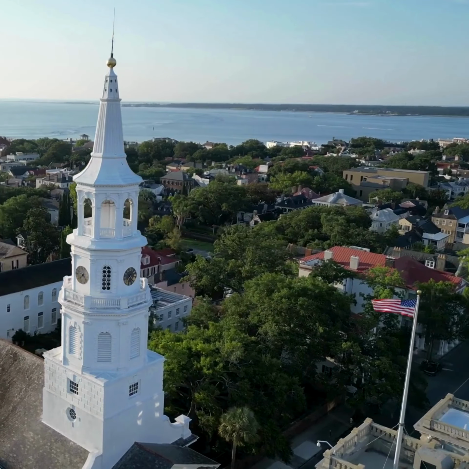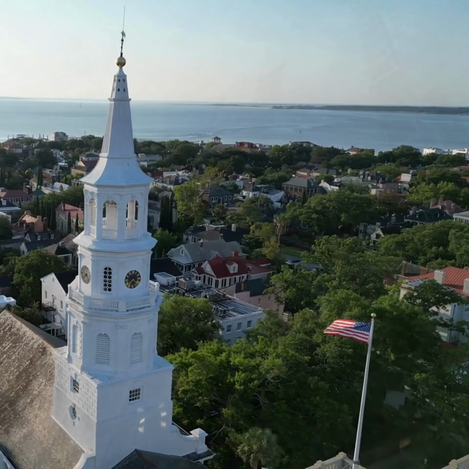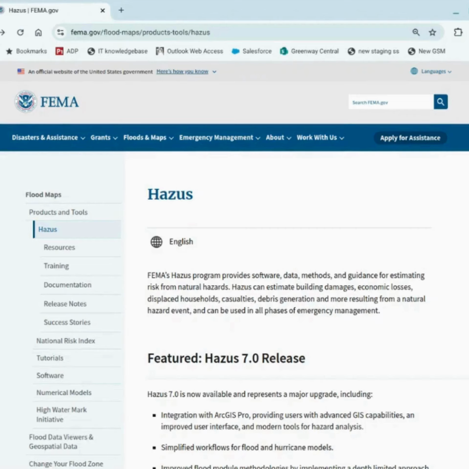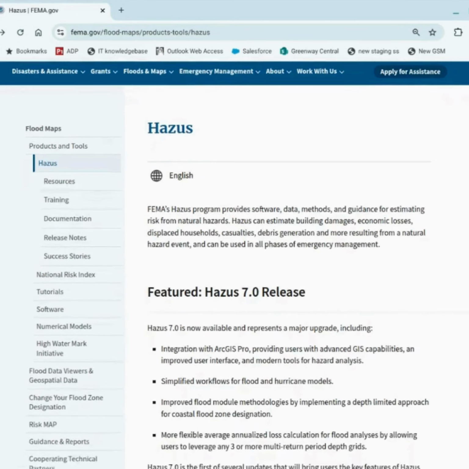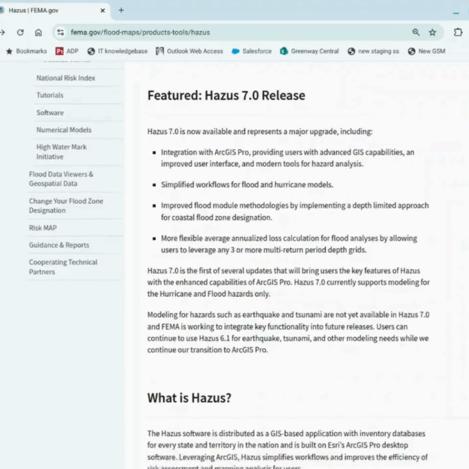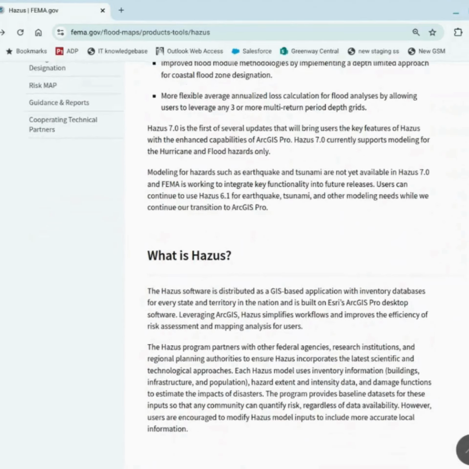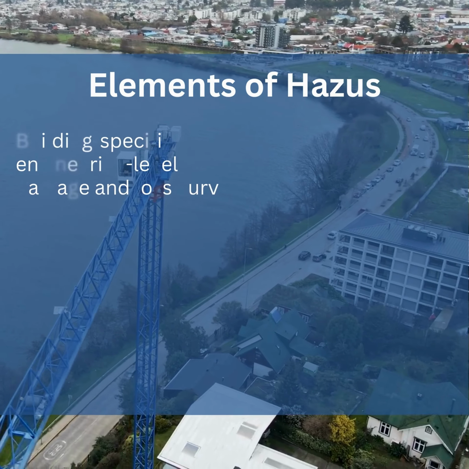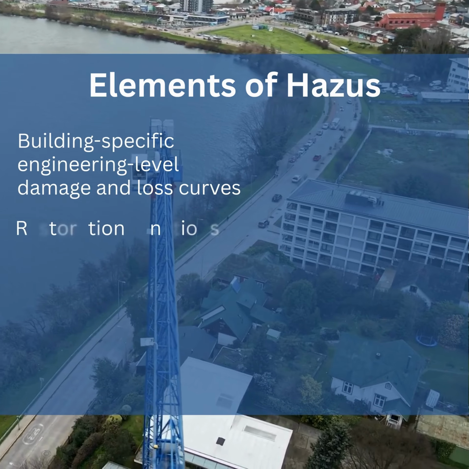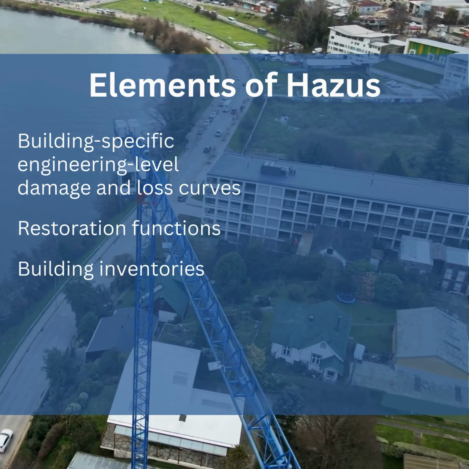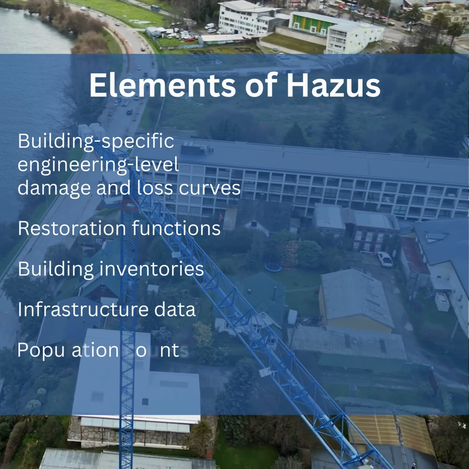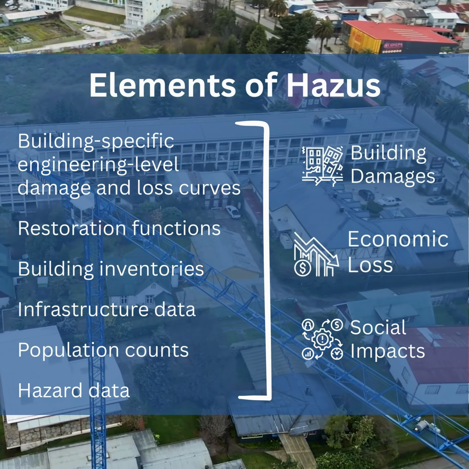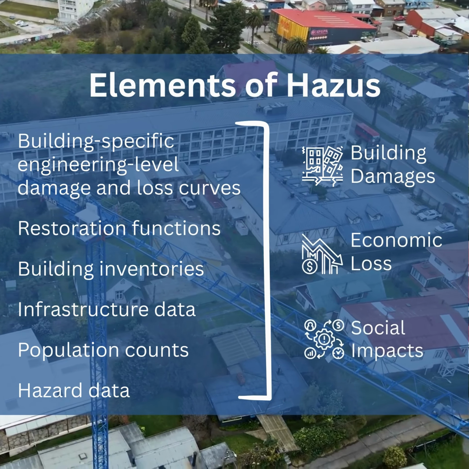Where the NRI gives county and census tract risk profiles, Hazus delivers building-specific modeling. FEMA's economic loss modeling software, Hazus, uses geographic information systems to estimate potential losses from earthquakes, floods, hurricanes, and tsunamis. It incorporates building-specific engineering-level damage and loss curves, restoration functions, building inventories, infrastructure data, population counts, and hazard data to calculate building damage, economic loss, and social impacts.